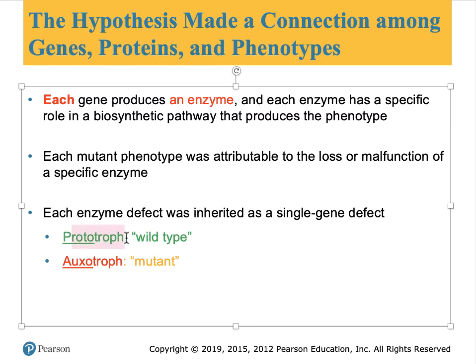So a prototroph is an organism that has all its enzymes working, so it's wild type. An auxotroph is a feeding mutant. It can't feed unless it's given the missing substance that the enzyme doesn't convert.